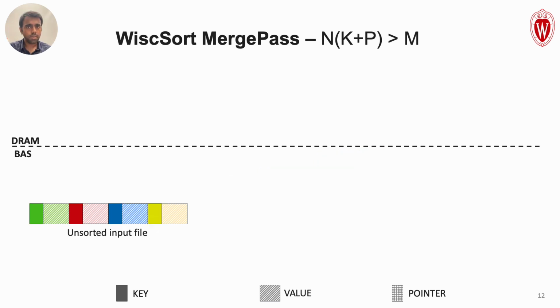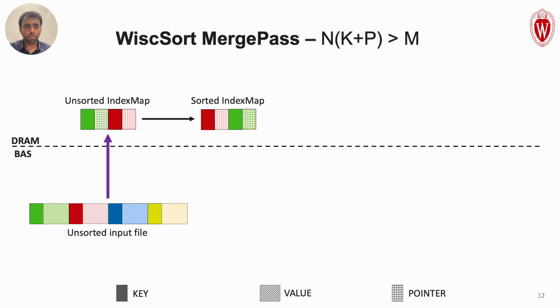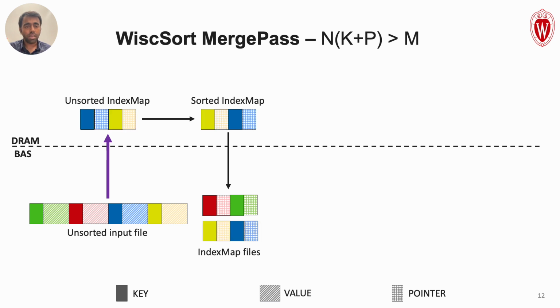Similarly, WisSort's merge pass, where the keys and the pointers do not entirely fit into the memory, must now make a merge phase to produce the final sorted output file. Here, just like before, we gather the keys and the appropriate pointers to the index map, sort it, but this time we write it back as run files to the BAS device. We repeat this step until all the run files are generated.